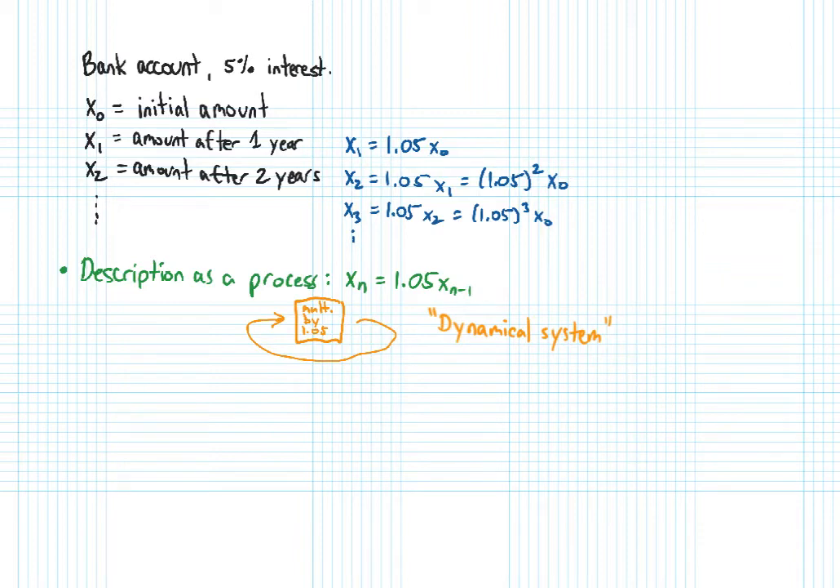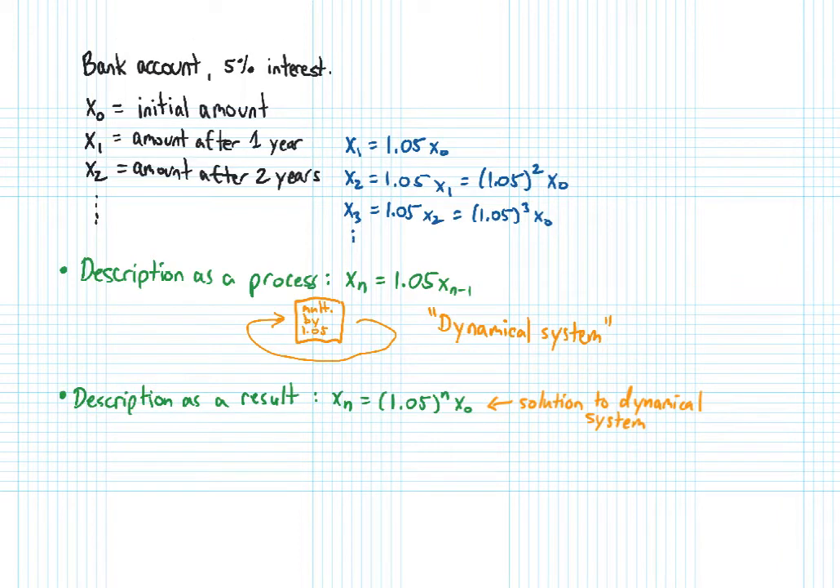This type of a process, where you have a transformation that feeds back on itself, is called a dynamical system. So the other way to describe this system is what I would call the description as a result. And this is the equation that xn is 1.05 to the power of n times x naught. This type of formula would be the solution to the dynamical system. For example, if you wanted to figure out how much money is in the account after 30 years, this is the formula you would want to use for that.